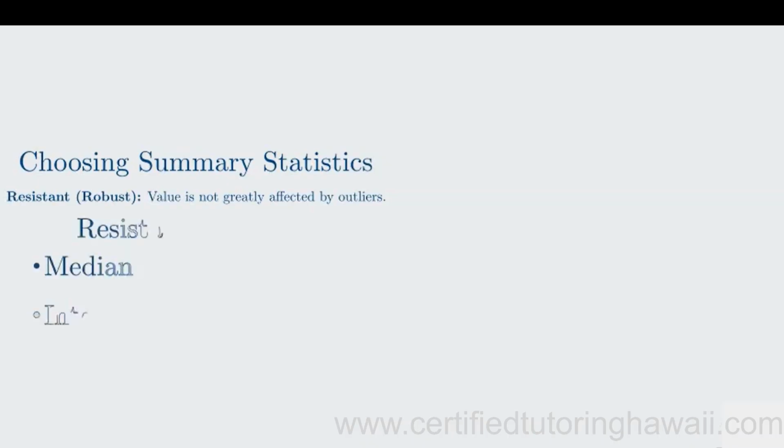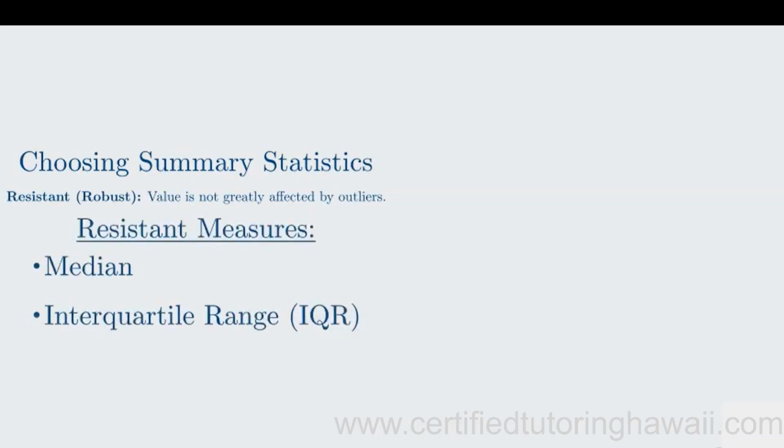One of the most important decisions a statistician makes is choosing which summary statistic to use. This choice depends on whether a statistic is resistant to outliers. A statistic is resistant, or robust, if its value does not change significantly when an outlier is added to the dataset. The median and the IQR are resistant. Because the median only cares about the middle position, and the IQR only looks at the middle 50%, a massive outlier at the far end of the data won't move them much, if at all.